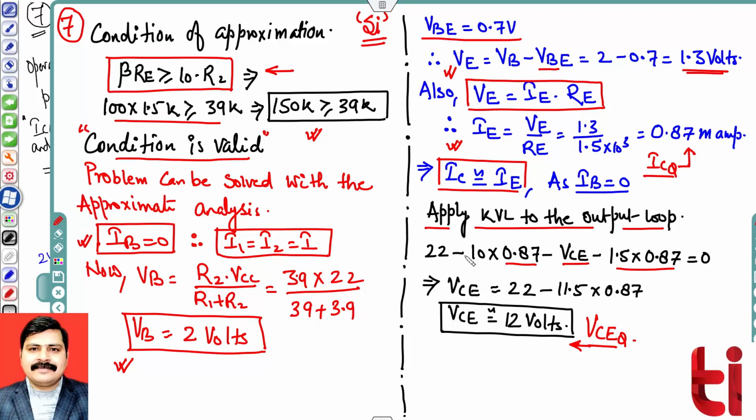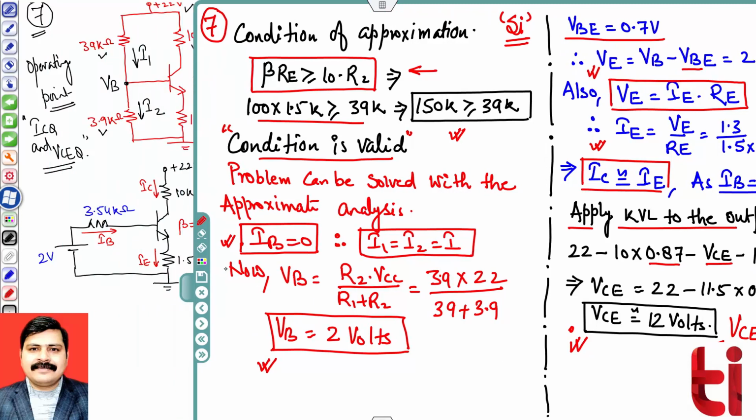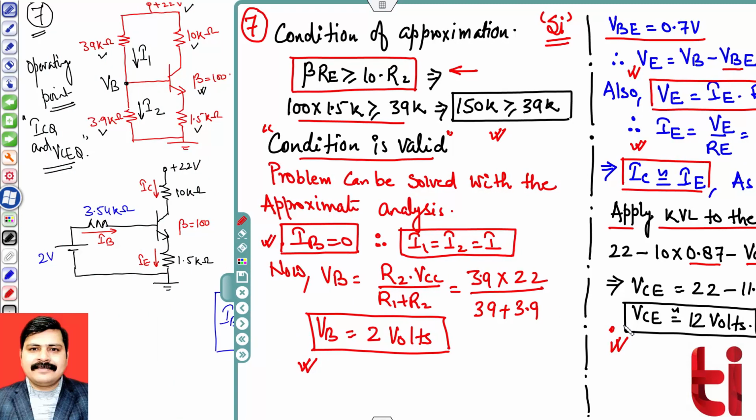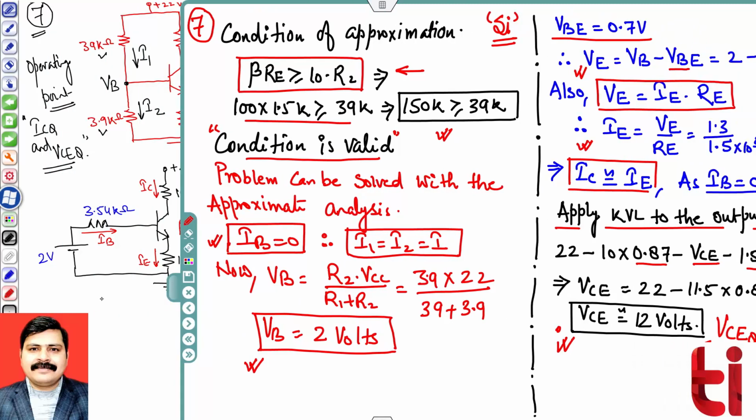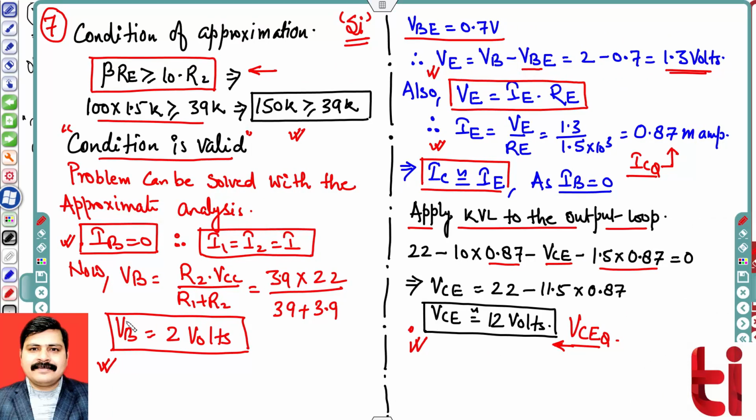So here I have taken the value of resistance directly in kilo ohm, and kilo and milli will be cancelled out. Okay, so my VCE is 22 minus 11.5 into 0.87, or VCE is 12 volt. So one interesting outcome is we were dealing with an NPN transistor. You can check the value of VC is positive. So I am having a beautiful conclusion over here that my transistor is working in active region.